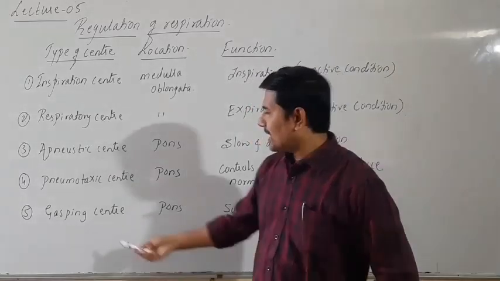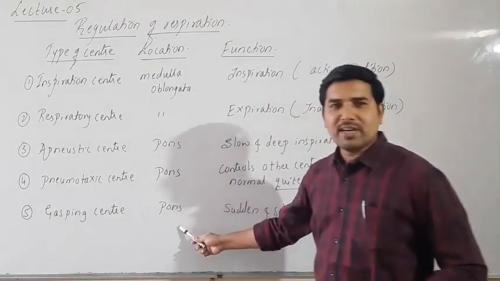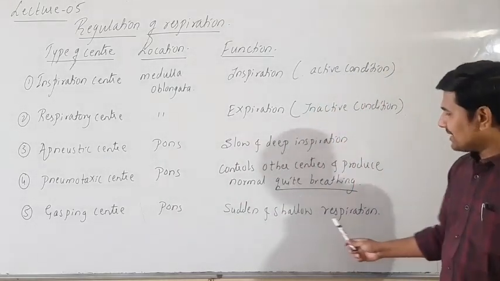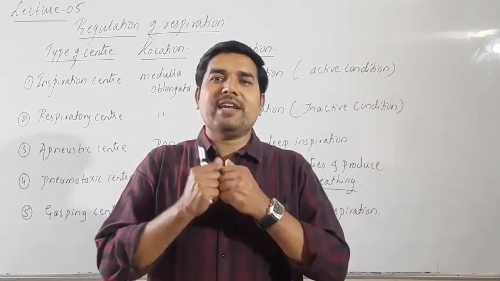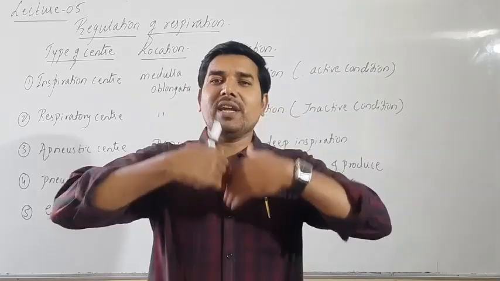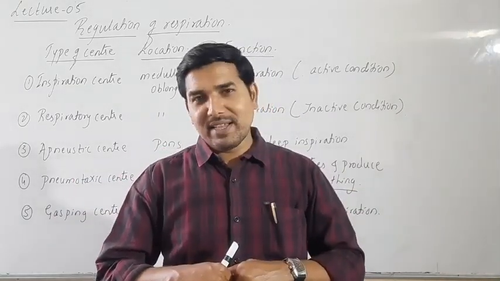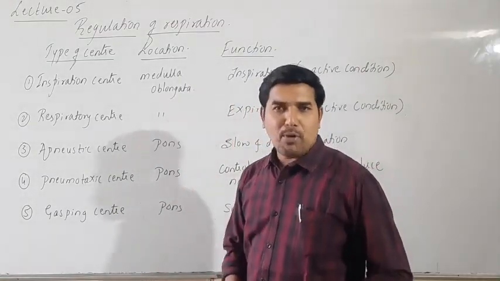The next one is the gasping center. The gasping center is located in the pons varolii, and its major function is sudden and shallow respiration. Sudden means suddenly we take in a breath. So sudden and shallow respiration or breathing is by the gasping center, which is located in the pons.